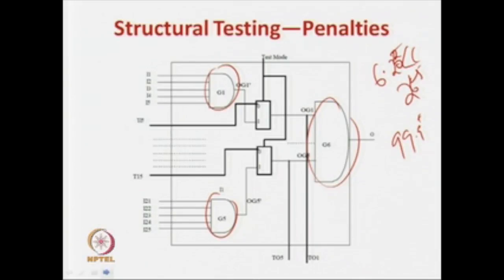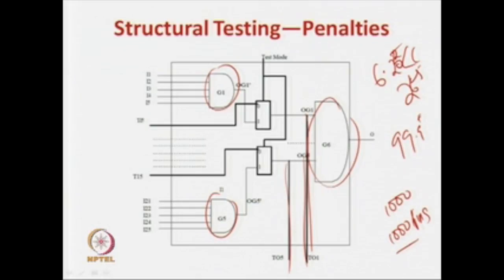For the outputs of this gate and this gate, we have brought them out as separate pins. So this is one kind of penalty. If there are around 1000 such nets to be observed, then you require 1000 extra pins, which is infeasible. We will slowly see how we can do away with this.